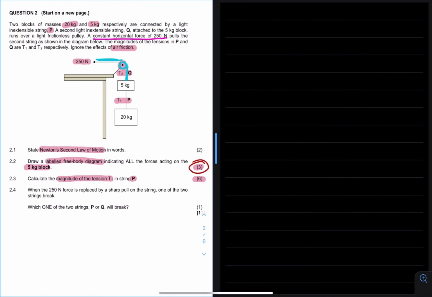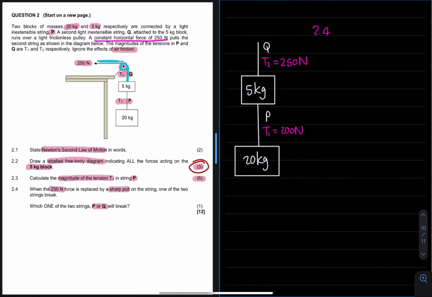2.4 says that when the 250 Newton force is replaced by a sharp pull on the string, one of the two strings will break. Which one of the two strings, P or Q, will break? Now, looking at the tensions, we can see that T2 has a value of 250 Newton, whereas T1 only has a value of 200 Newton. So if the force applied was replaced by a sharp pull, then T2 would break, seeing that the tension in T2 would be greater than that of T1.